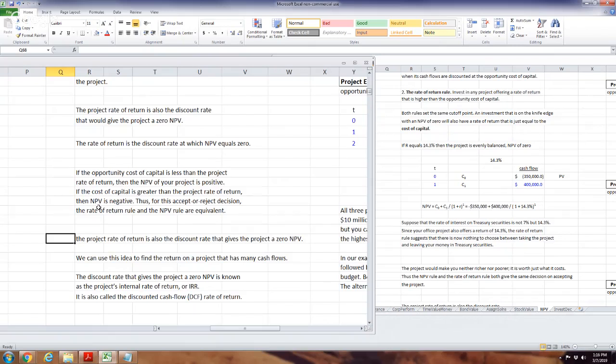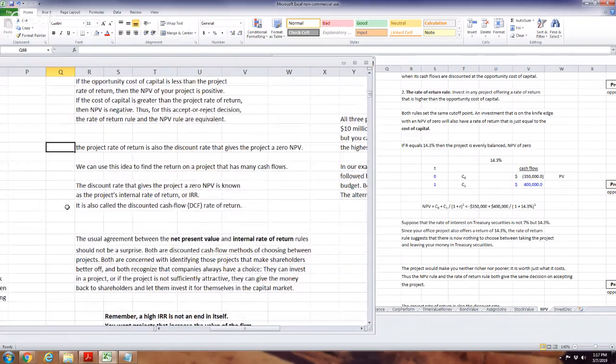Okay, and so there's also a discount rate given project NPV 0. So again, you're assuming that your project rate and the opportunity cost are the same rate. With many cash flows, certainly it's not all going to be just money coming in, then money going out. There could be cash flows in between, and we saw an example of that last time. The usual agreement between the NPV and the internal rate of return rules should not be a surprise.